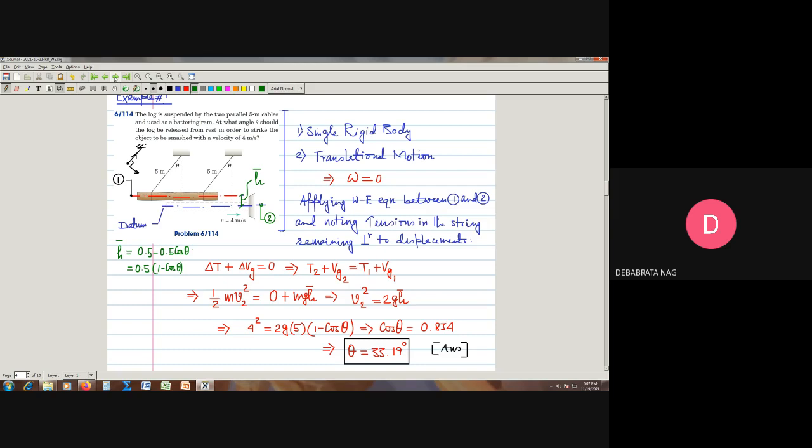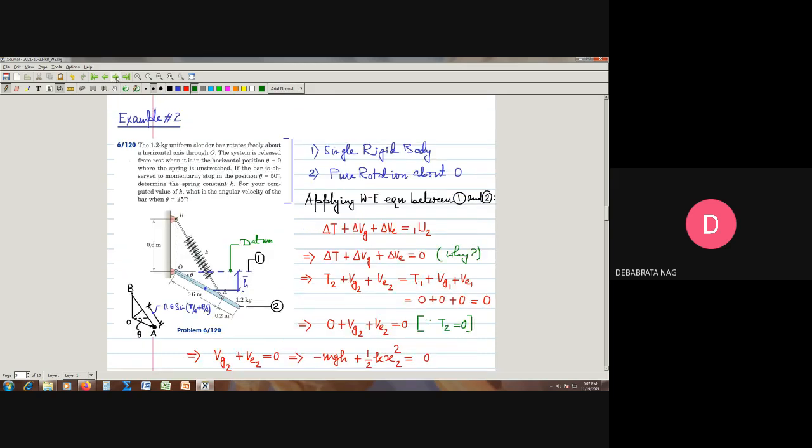Now let us move on to our next problem, which comes under the category 6/120. Let's see what the problem is. This is the problem figure that has been shown here. What is the statement of the problem? It's a 1.2 kg uniform slender bar. So this is going to be my rigid body.